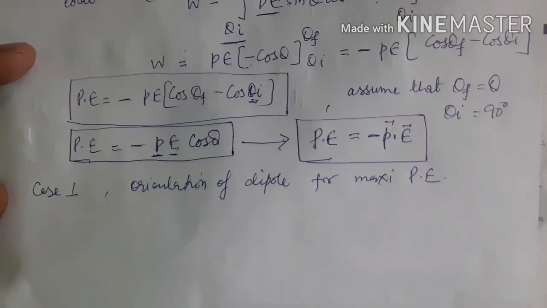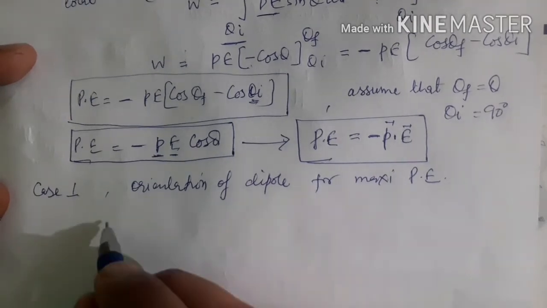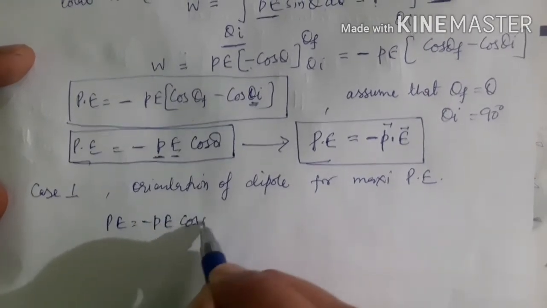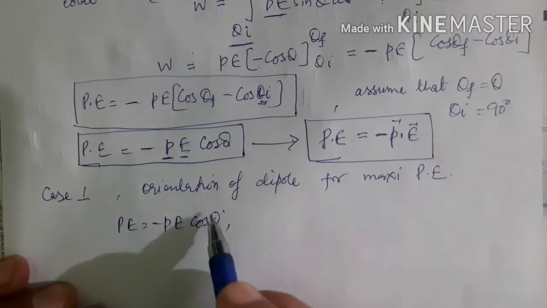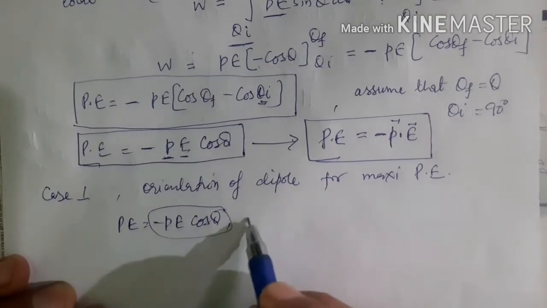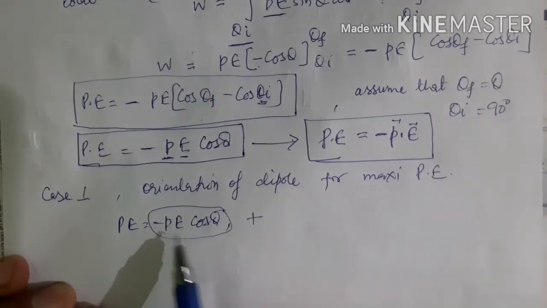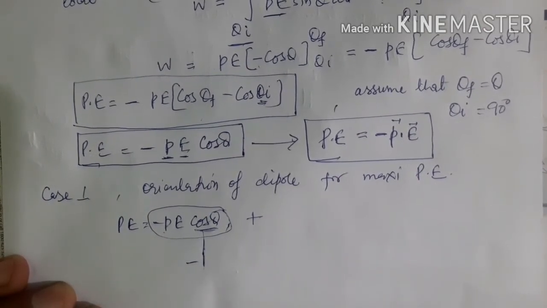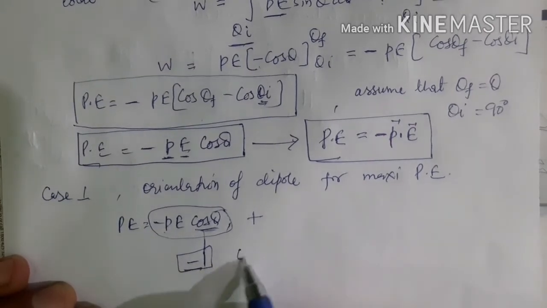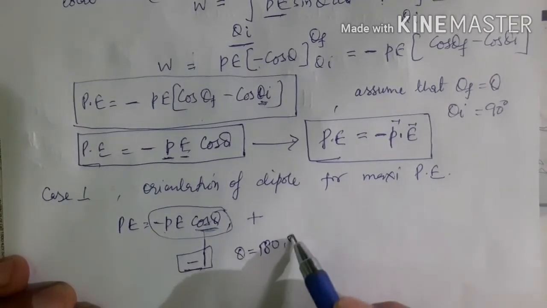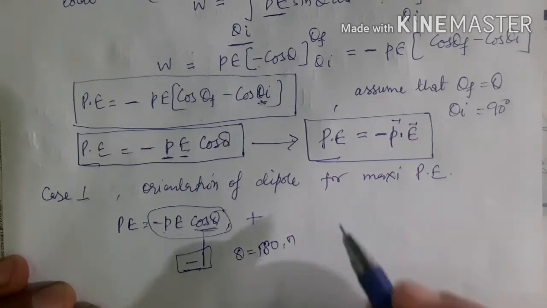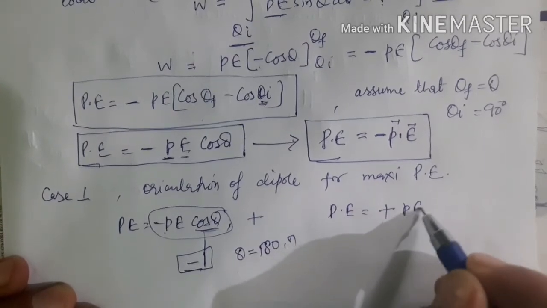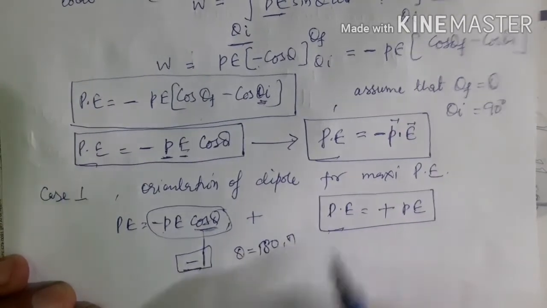One, the orientation of a dipole for maximum potential energy. We know that the potential energy is minus PE cos theta. The potential energy is maximum when this term is positive. So when this term is positive, cos theta will be equal to minus 1, negative. Cos theta is minus 1 when theta is 180 degrees, or we call it pi. So the potential energy becomes positive PE. So this is your maximum potential energy.